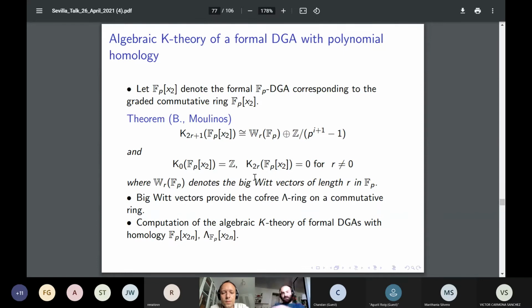We also do computations of various other formal DGAs with polynomial homology in different degrees and exterior algebra homology and quotients of the polynomial homology. Some of these are generalizing classical algebraic K-theory computations to formal DGAs.